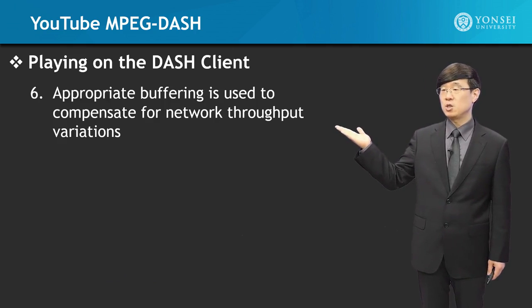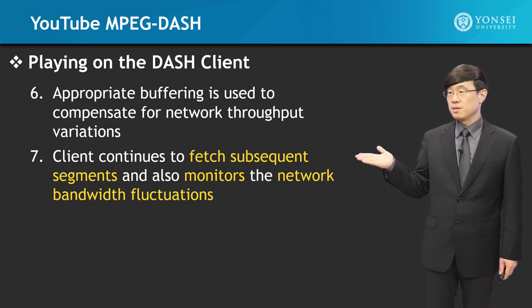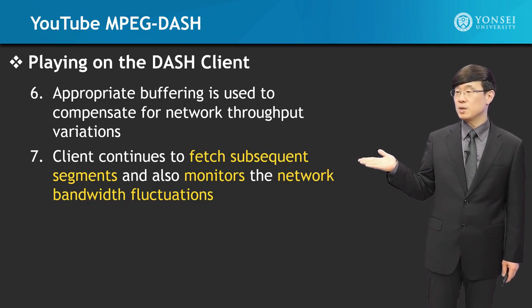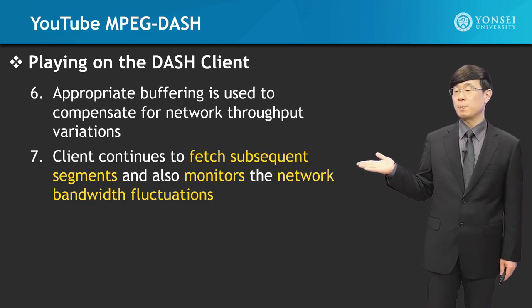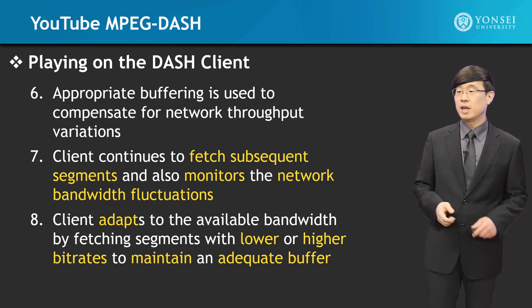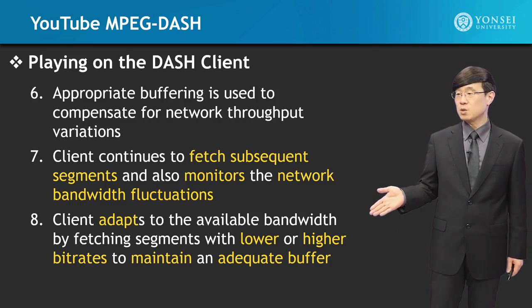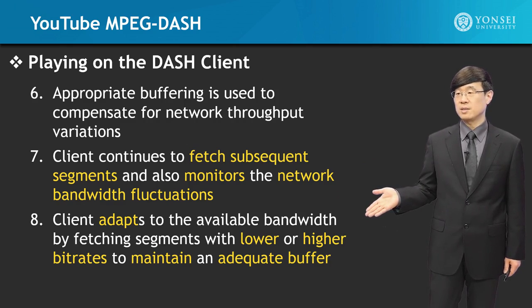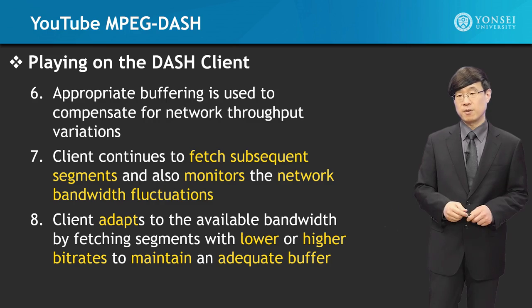Appropriate buffering is used to compensate for network throughput variations. The client continues to fetch subsequent segments and also monitors the network bandwidth fluctuations. The client adapts to the available bandwidth by fetching segments with lower or higher bit rates to maintain an adequate buffer.